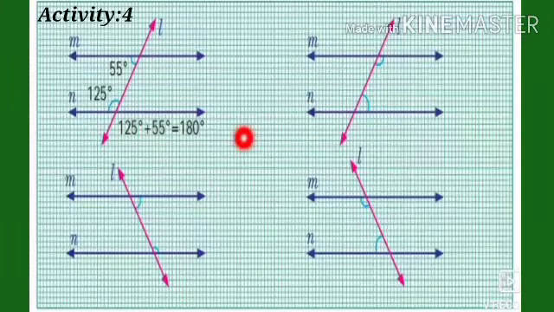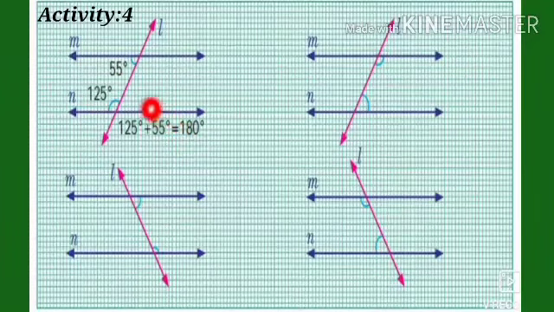Now observe the activity, and here observe the marked co-interior angles in each figure. Observe the co-interior angles, that is both lying inside, both lying between the interior of the parallel lines and on the same side of the transversal. One pair of angles are measured and found the sum to be 180 degree, that is 125 degree plus 55 degree gives 180 degree.